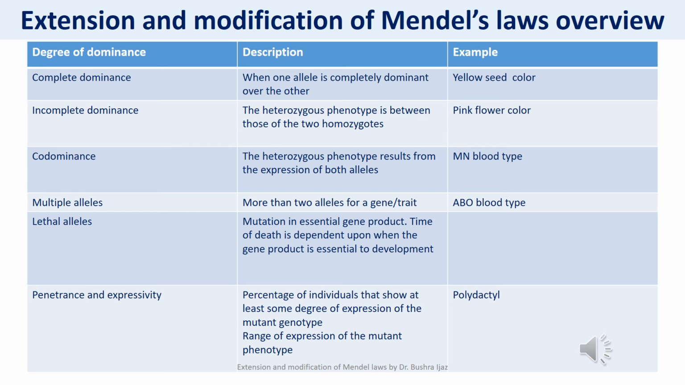Then we started the example of penetrance and expressivity, with the example of polydactyly. Penetrance is actually the percentage of the individuals that show at least some degree of expression of a mutant genotype, while expressivity is actually the range of expression of the mutant phenotype.